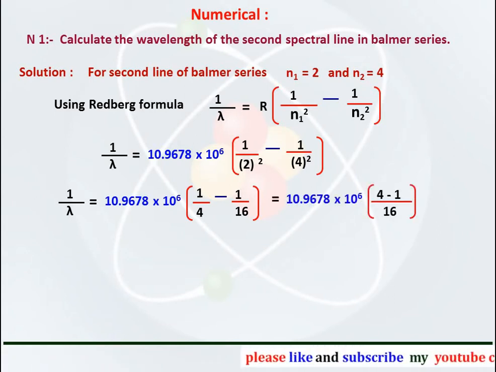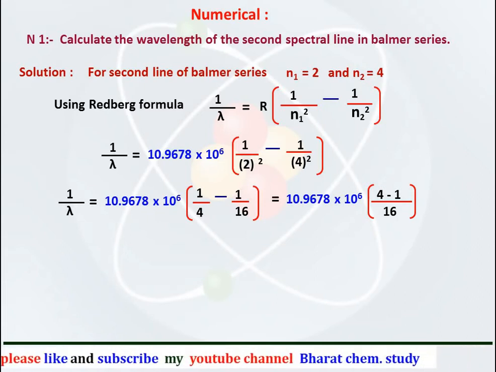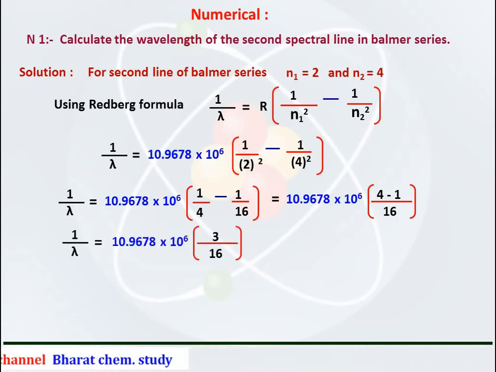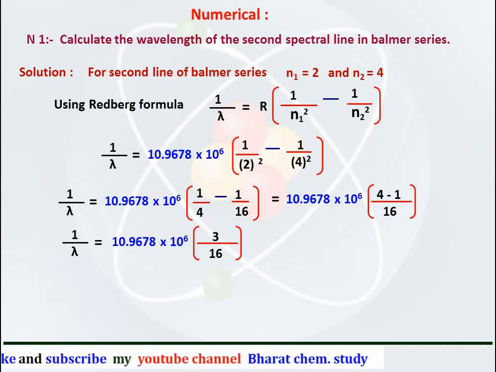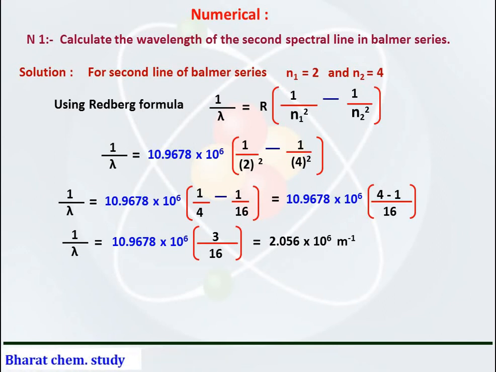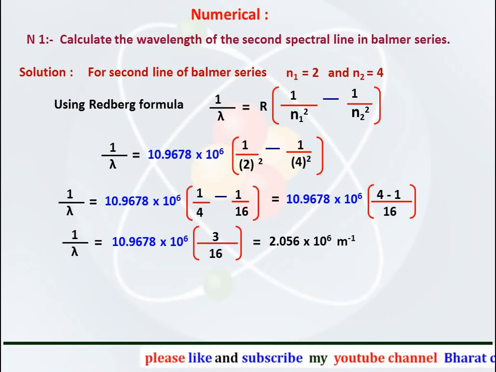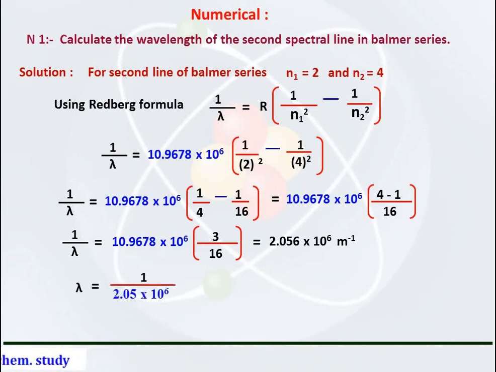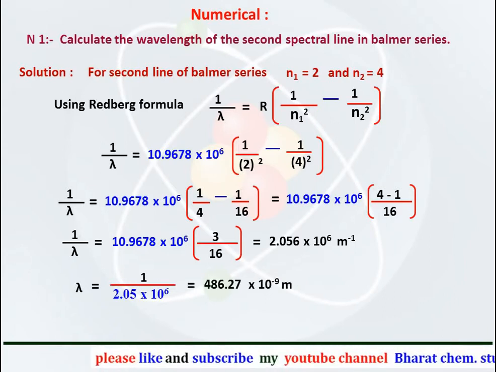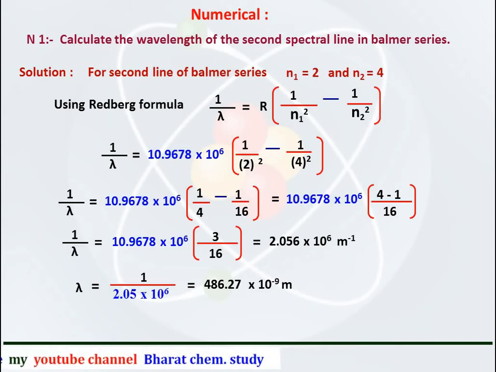So on taking the LCM and solving, the value of 1/λ comes to be 10.9678 × 10^6 multiplied by 3/16, and on solving it, the value of 1/λ comes to be 2.056 × 10^6 meter inverse. But we have to calculate the value for lambda, so we take the reciprocal of this value. So lambda comes to be 1/(2.056 × 10^6), and the answer comes to be 486.27 × 10^-9 meter.